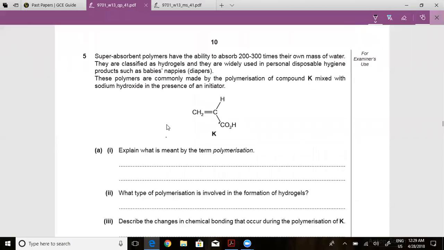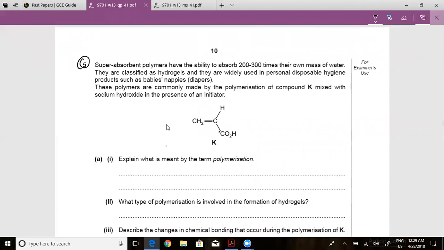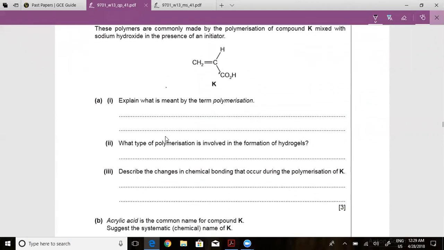Okay, so we're back with question 5. What is meant by polymerization? Many monomers make polymers. Let's read the question. By the way, I don't think the question gives anything useful.